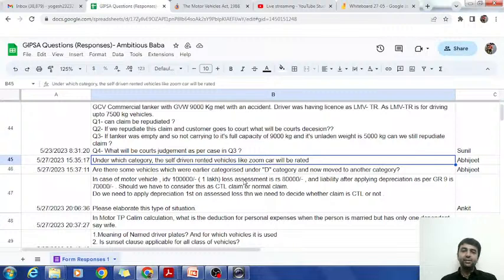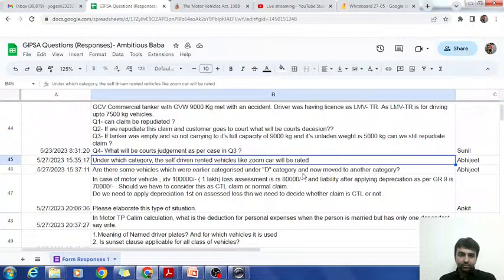Under which category will self-driven vehicles like Zoom car be rated? It is rated as a commercial vehicle. If you have seen the Zoom car policy, it is a commercial vehicle package policy. The only difference in these kinds of cars is that they can be driven by a private LMV NT license also. If a car has a black number plate, it is registered as a self-driven car. LMV licenses are okay to drive those kinds of vehicles.